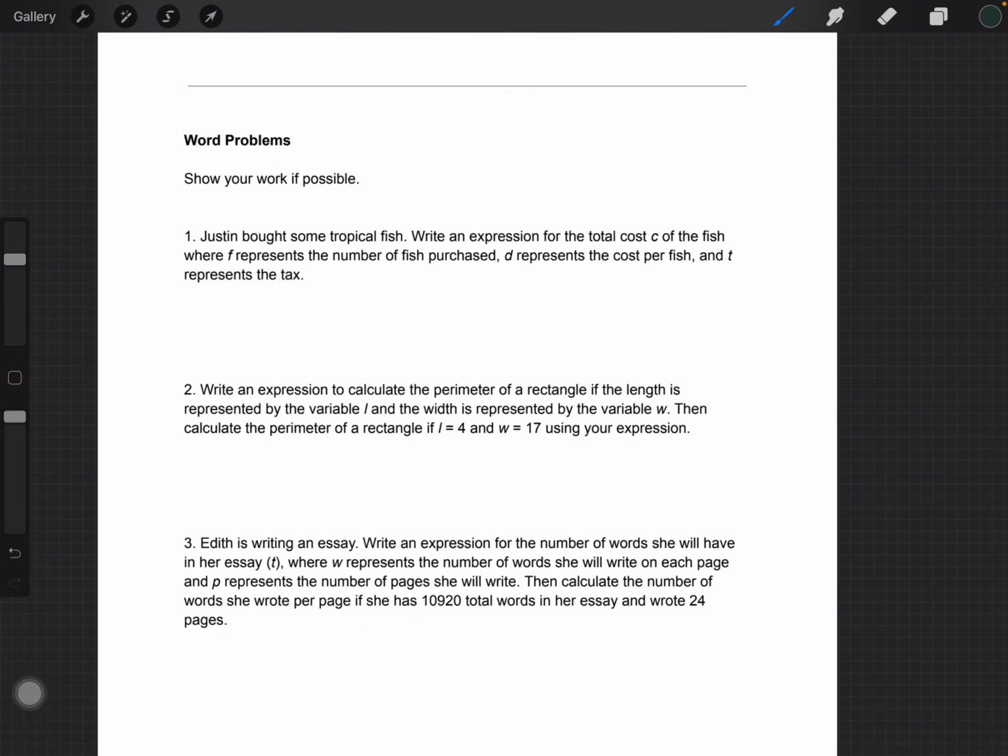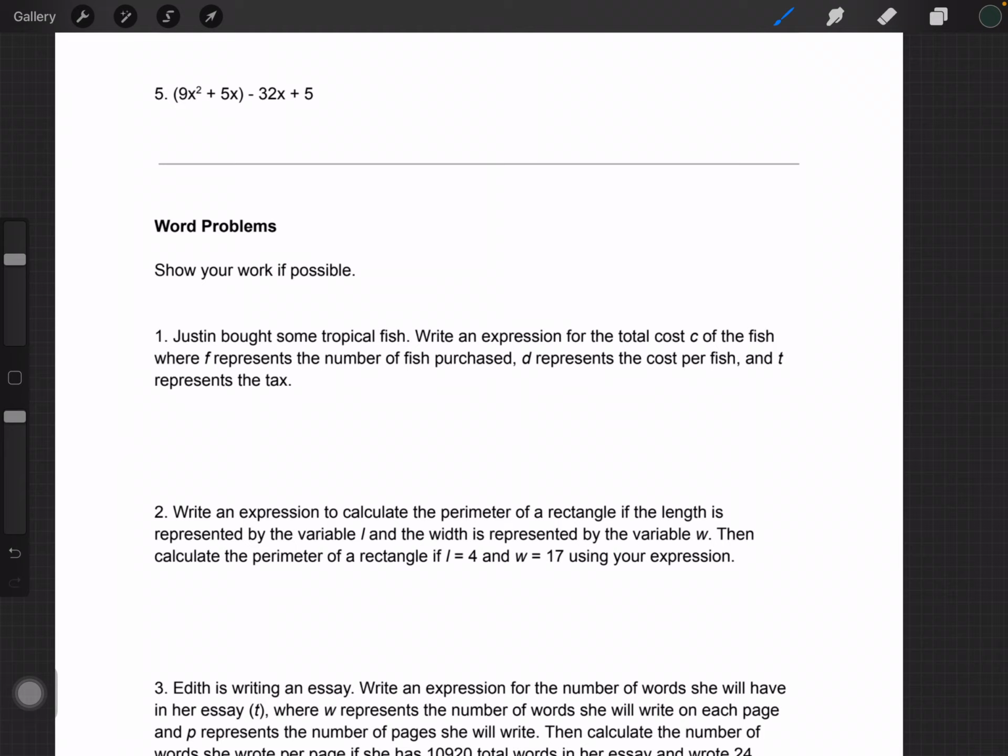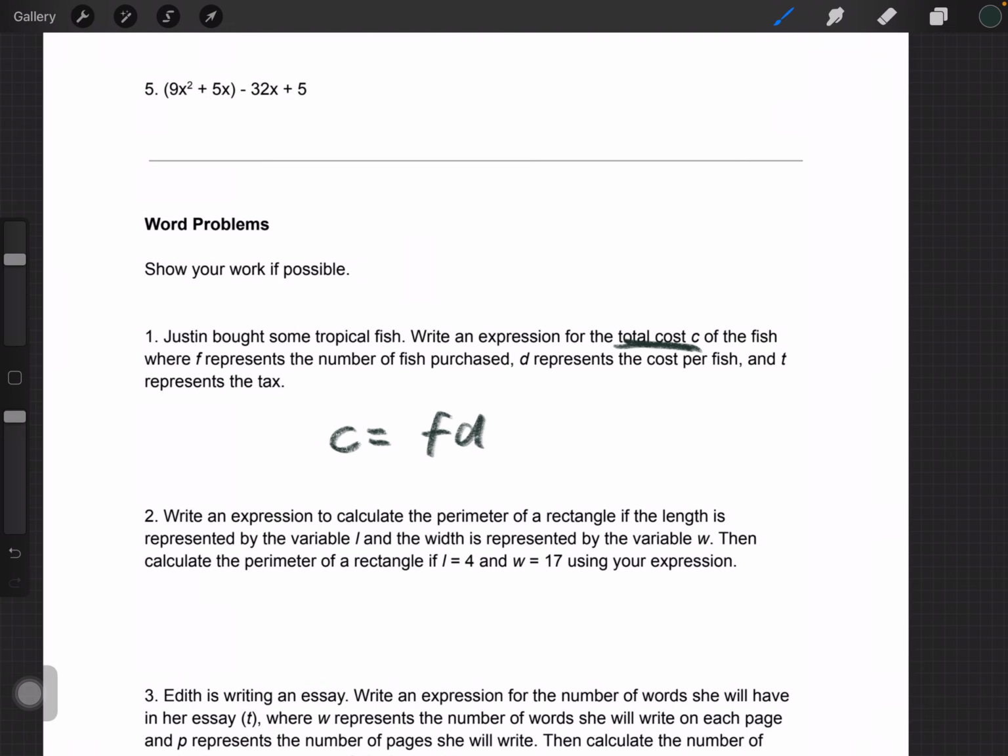Word problems, there's 3 of them. Number 1 is saying that Justin bought some tropical fish. Write an expression for the total cost C of the fish, where F represents the number of fish purchased, D represents the cost per fish, and T represents the tax. So we want the number of fish multiplied by the cost per fish, so we can get the cost of all the fish together. So that would be FD, and the T would be just added on to that total.